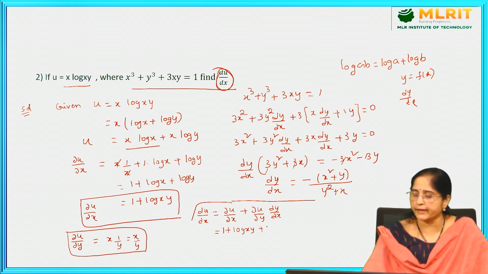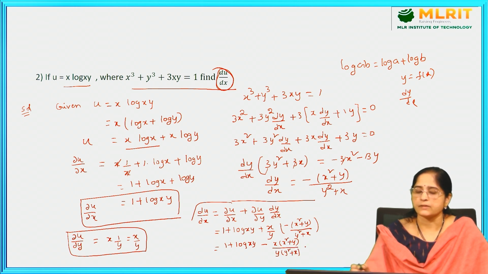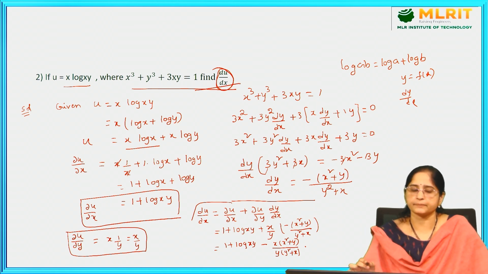Dou u by dou y is x by y into dy by dx, minus of (x square plus y) by (y square plus x). So this is equal to 1 plus log xy minus x into (x square plus y) by y into (y square plus x). So hence the result. Thank you.